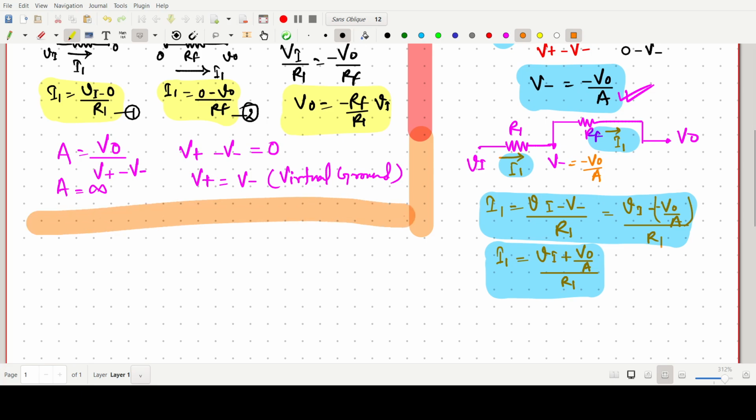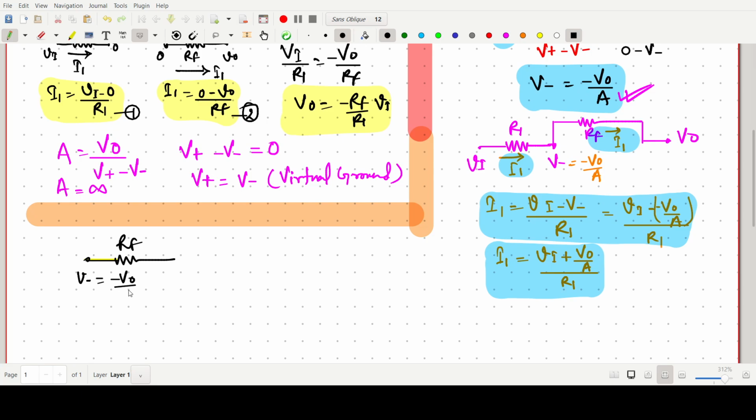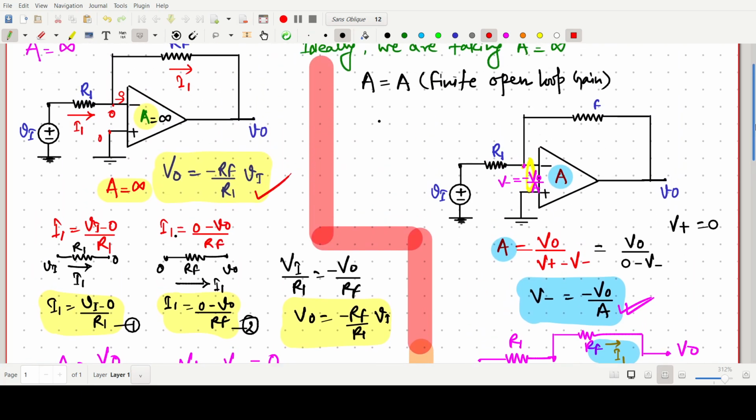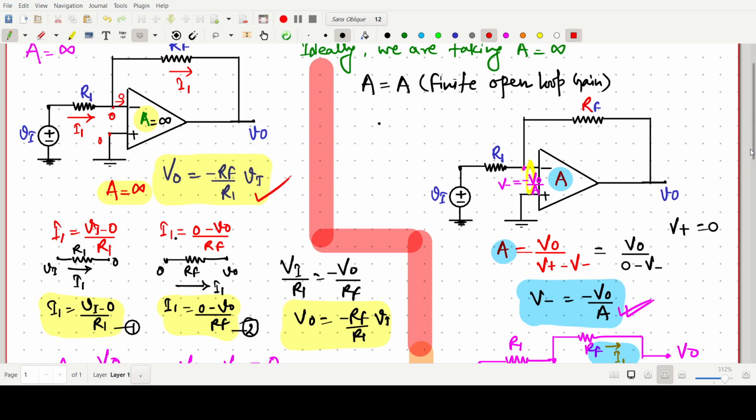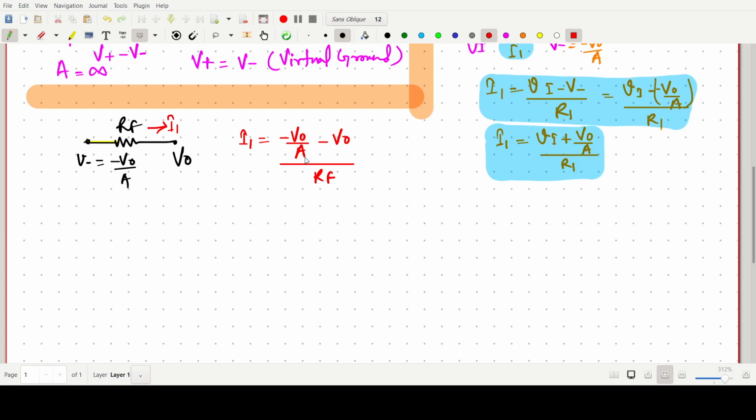For A infinity, here I am writing. Now this one is Rf, and this one is V minus, that is our minus V naught by A, this point, and this point is our V naught, and the current in the circuit is same as that of I1. So again I1 can be written as minus V naught by A minus V naught by Rf. Is it okay or no? We have taken Rf. Minus V naught by A minus V naught by Rf.